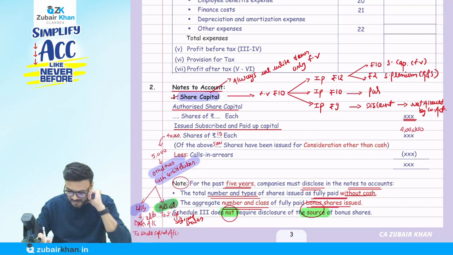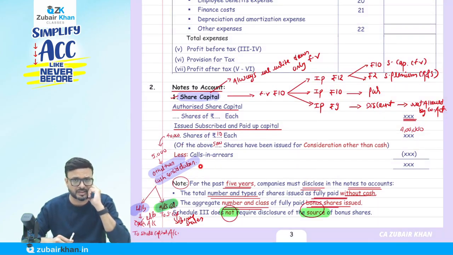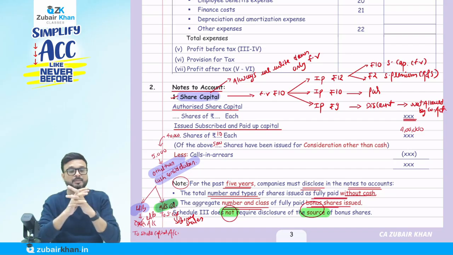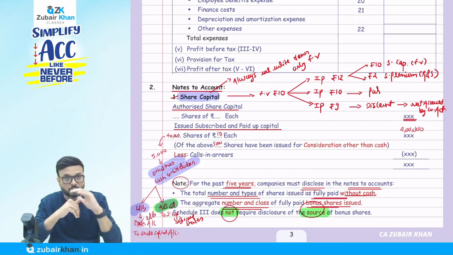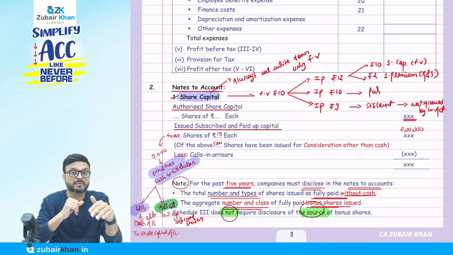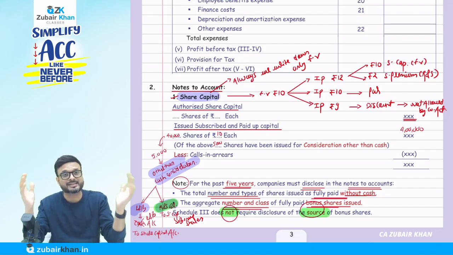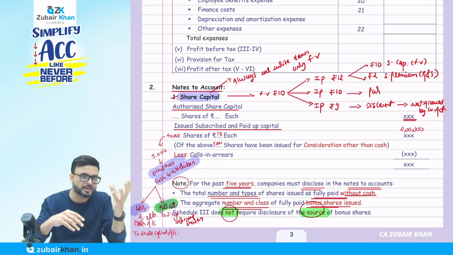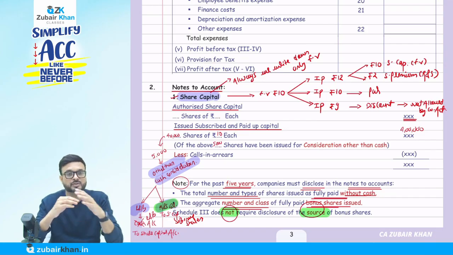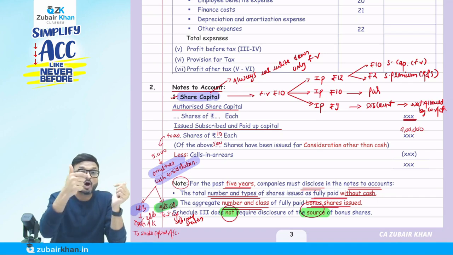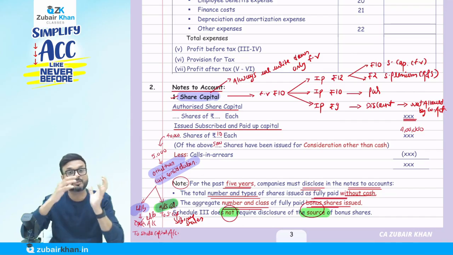Now, what is this? They tell us to deduct the calls in arrears. First of all, what are calls in arrears, and why do they tell us to reduce it? To understand the concept, calls in arrears means something we call from the shareholder and they didn't pay us. For example, you are my shareholder and the value of the share is 10 rupees. Suppose you already paid me 6, so 4 is not yet paid. I call you to pay the remaining 4 rupees, and you didn't pay me. We call them calls in arrears.